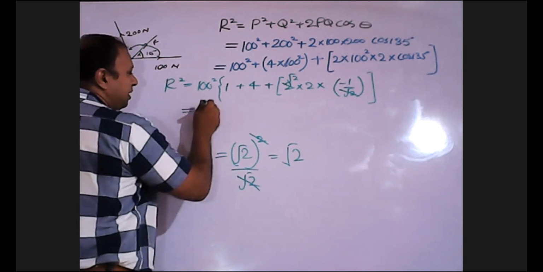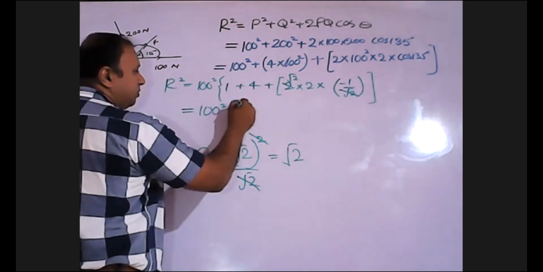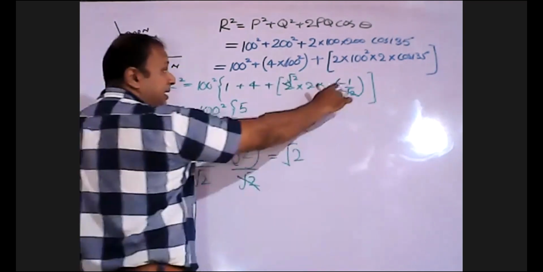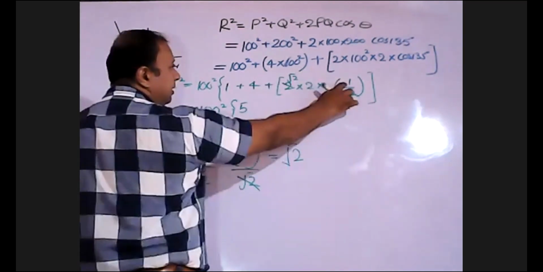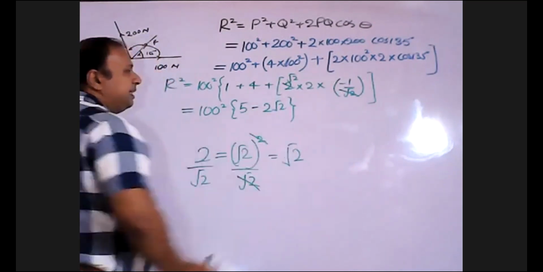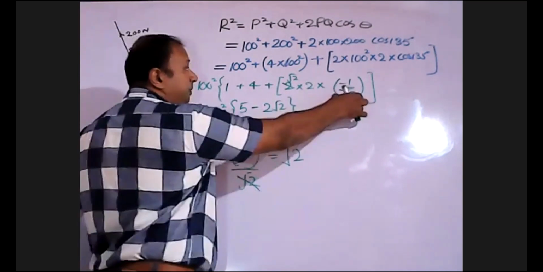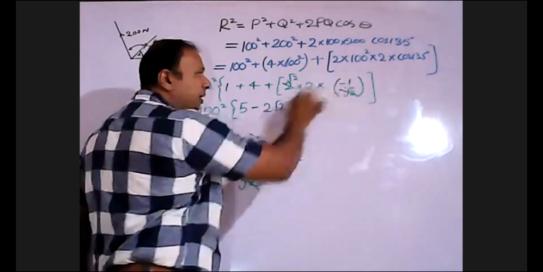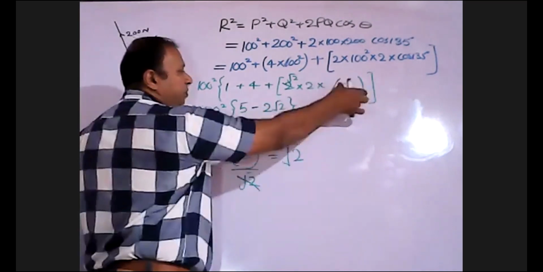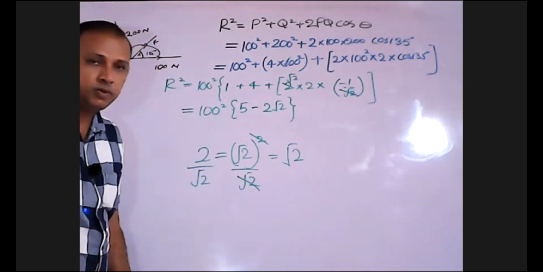Therefore, I can write this one as 100 squared, 1 plus 4 is 5, 2 times root 2 times minus 1. Minus 1 means this is a multiplication, okay? Multiplication means this is minus 2 times root 2. That's why I asked you to put brackets here, because this is a multiplication. You have to multiply this one by minus 1. This is not a subtraction. If you multiply this by minus 1, you will have minus 2 times root 2.